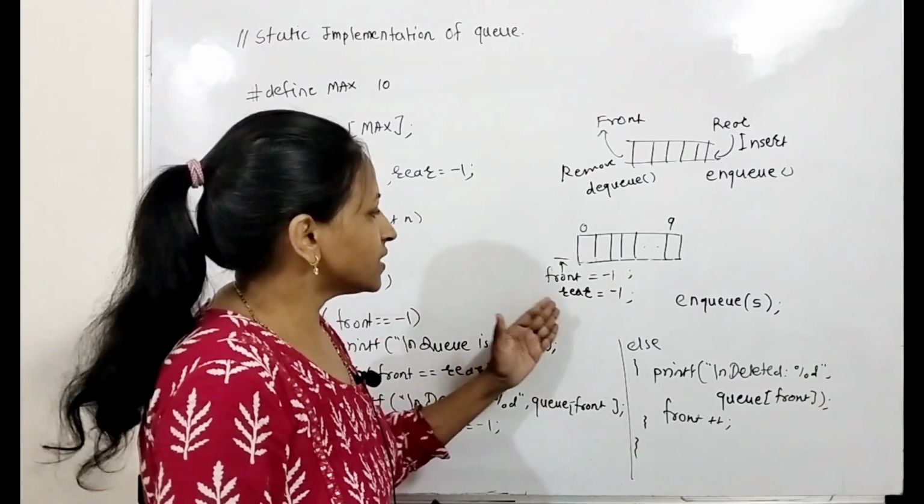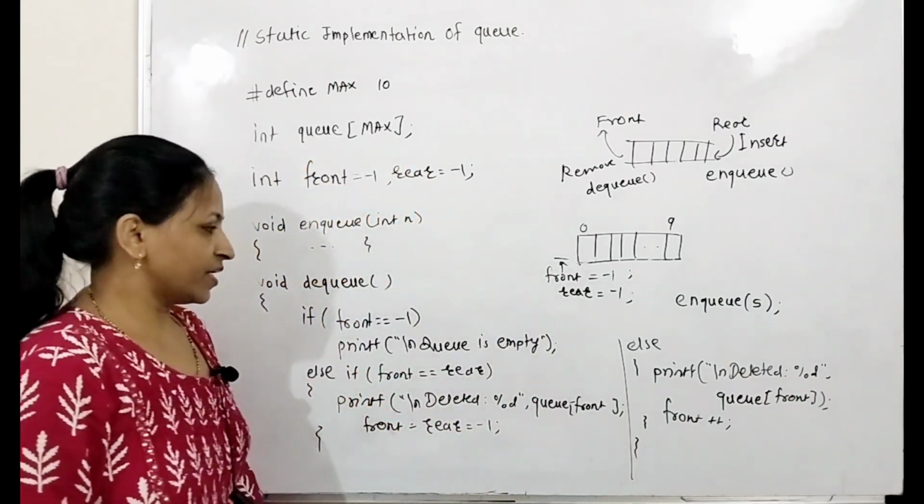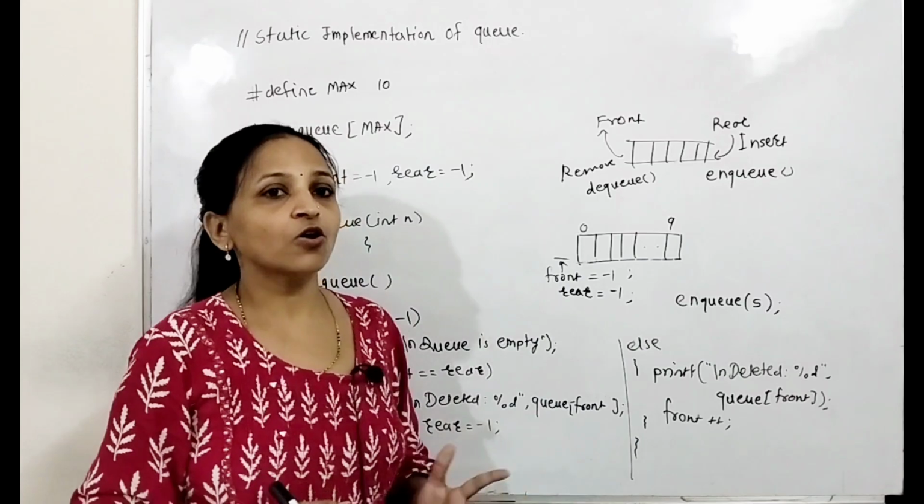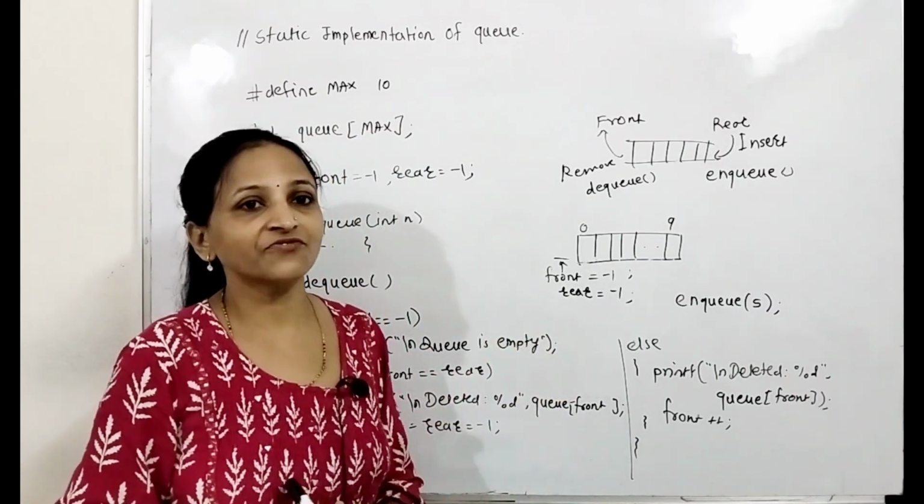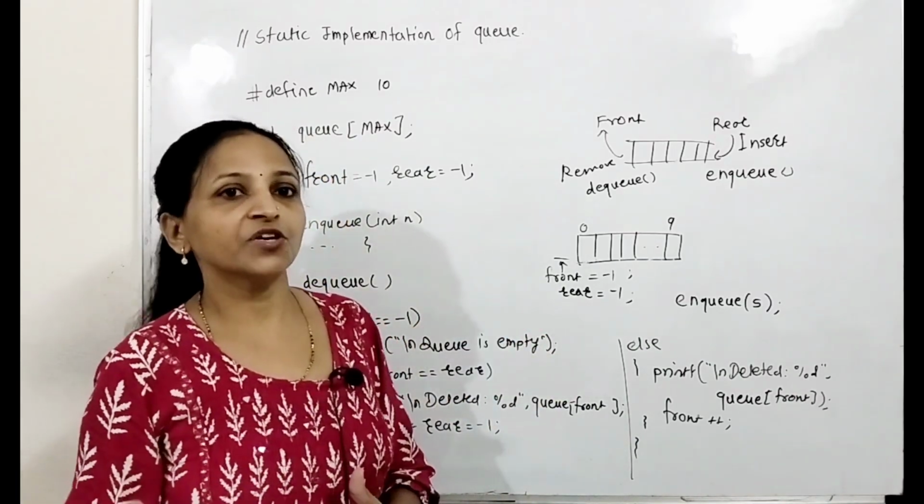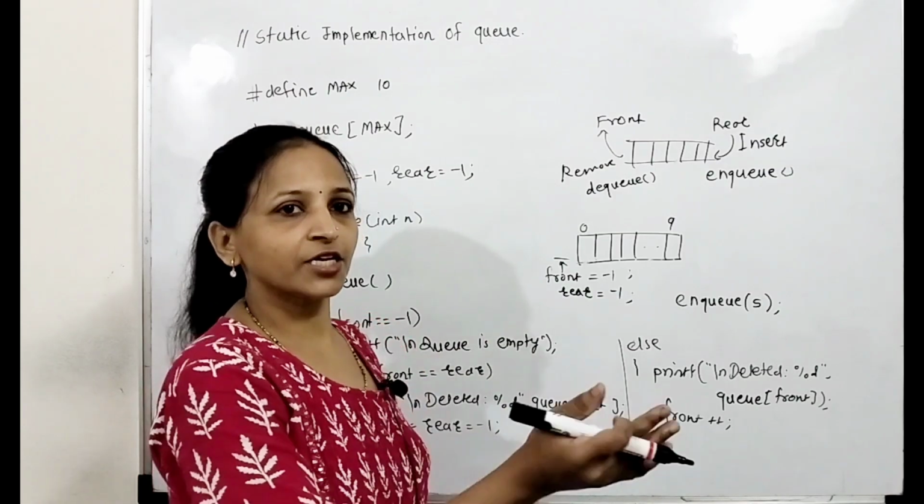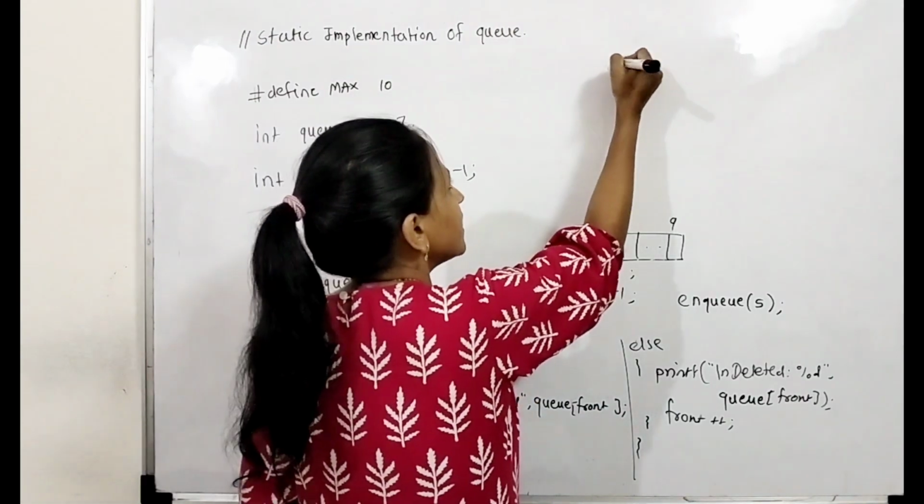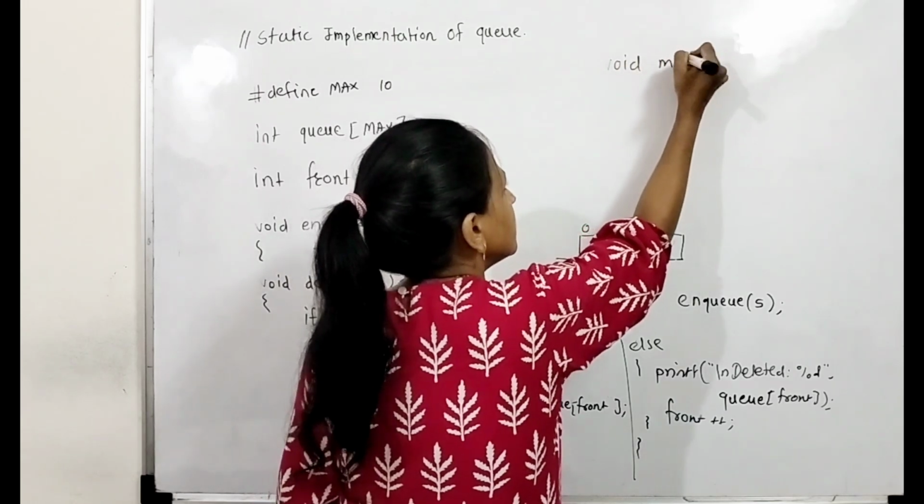Okay, getting this is just a DQ operation. Now we have to just write the display operation. In main we can call all these operations or functions by writing a menu driven program, or we can just call NQ, DQ in that way.